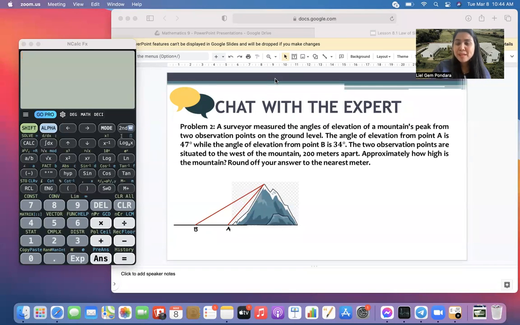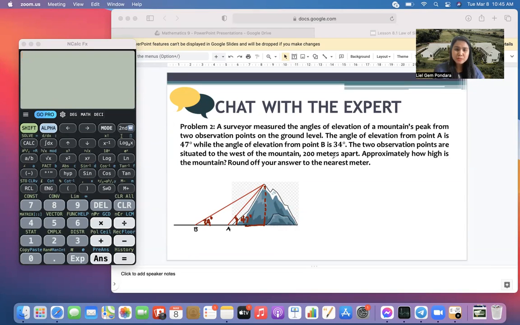Problem number 2. A surveyor measured the angles of elevation of a mountain's peak from 2 observation points in the ground level. We start annotating. The angle of elevation from angle A is 47 degrees. Remember that we will draw here an altitude for the height of the mountain. While the angle of elevation from point B is 34 degrees.